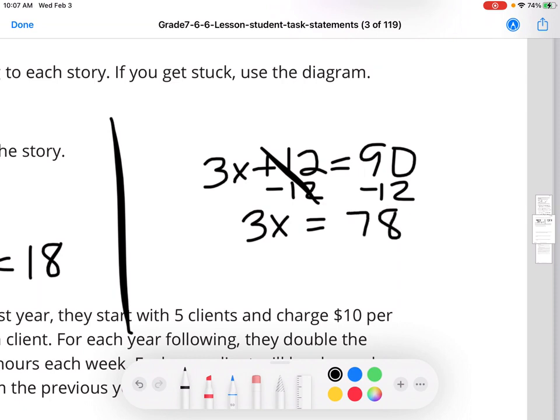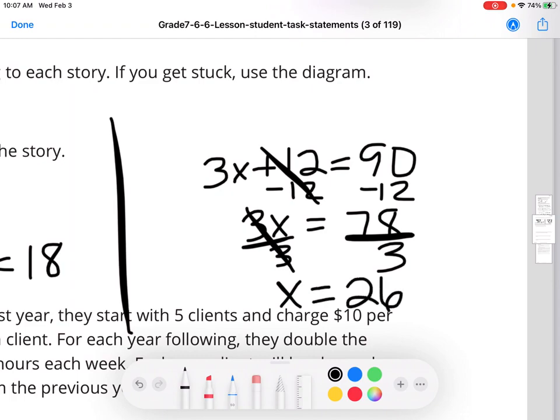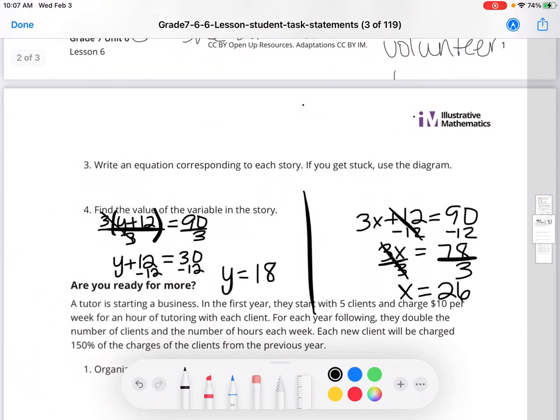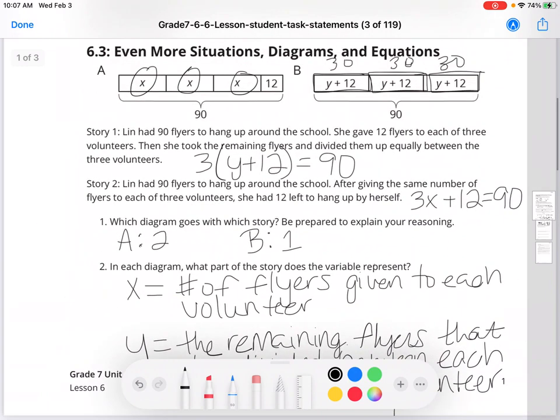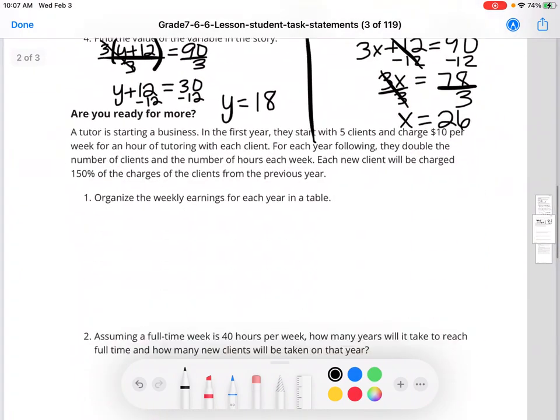So now I can figure out what each of those represent. So if I divide by 3, that's going to tell me that each x equals 26. So that tells me that each volunteer had 26 flyers. And then Lynn had to hang 12 up by herself.